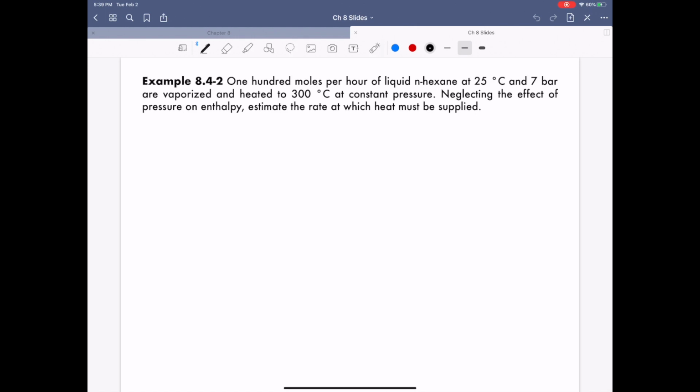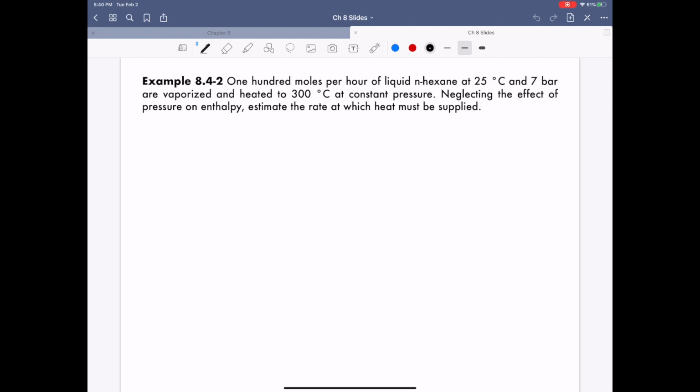To demonstrate how to use a hypothetical process path and how they work, we're going to go through example 8.4-2 from the textbook. In this example problem, we're dealing with 100 moles per hour of liquid hexane coming into a process at 25°C and 7 bar, and it's going to be vaporized and heated to 300 degrees Celsius at a constant pressure.